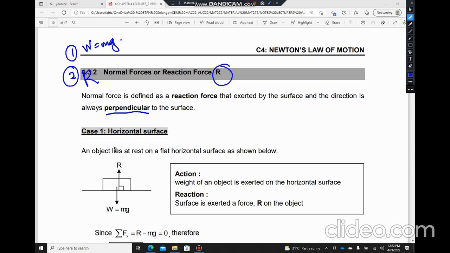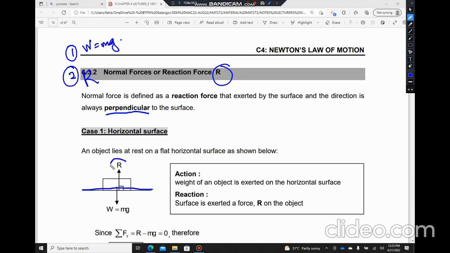Okay, case 1 horizontal surface. Katakan kita ada horizontal surface. Yang ni maknanya dia just straight surface yang straight kan. So kalau straight, an object lies at rest on a flat horizontal surface as shown below. Okay, so katakan awak ada satu objek atas ni. So, action weight of an object is exerted on the horizontal surface.